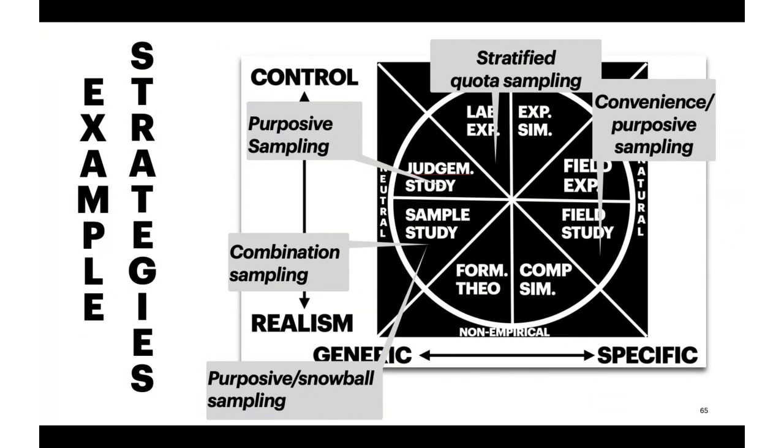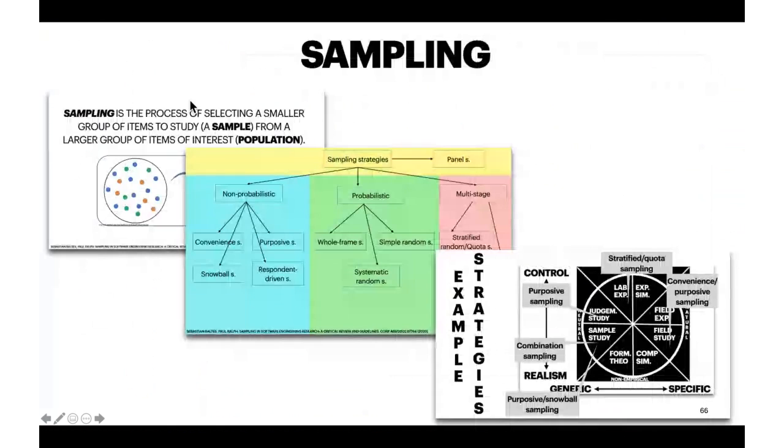So let me summarize what we have been talking about today. We have started by introducing the notion of sampling. Sampling is the process of selecting a smaller group of items to study from a larger group of items of interest. The smaller group is known as a sample. The larger group of items of interest is known as the population. This population is usually represented by means of the sampling frame, which is essentially a list of all items in the population. Sampling frames are often unreliable, inadequate, or incomplete.